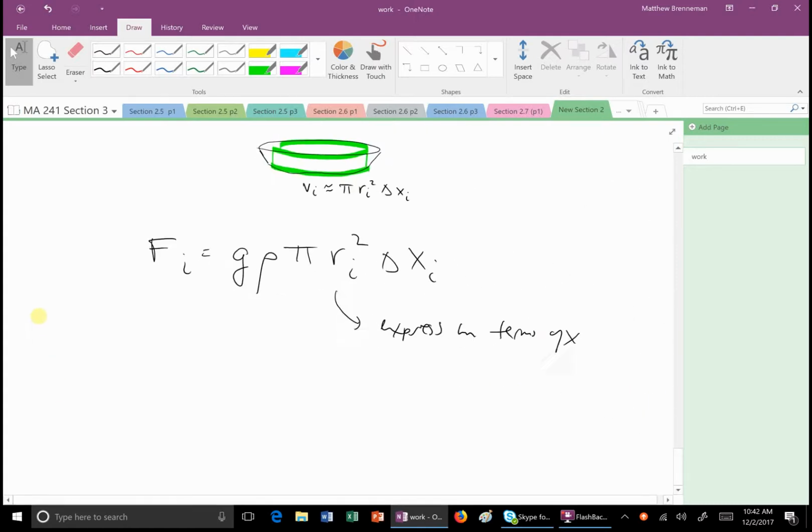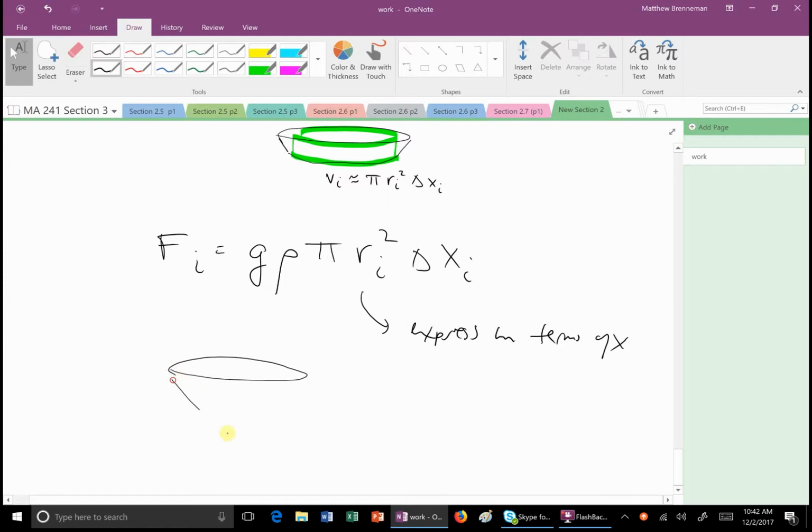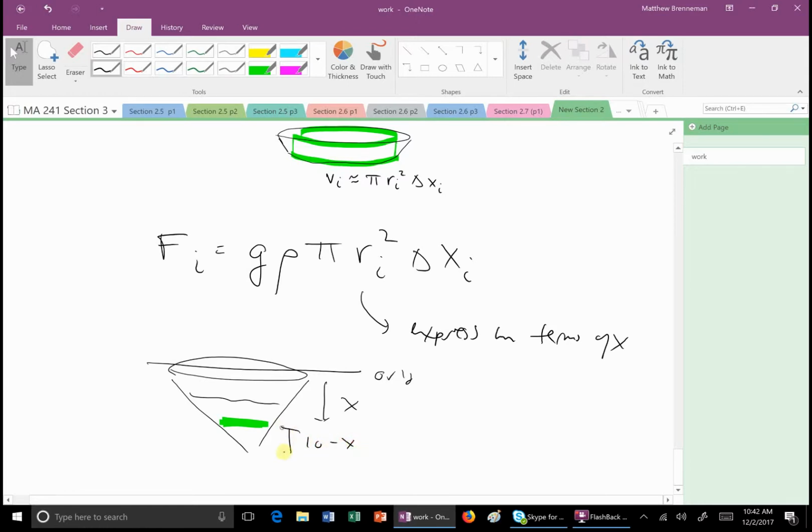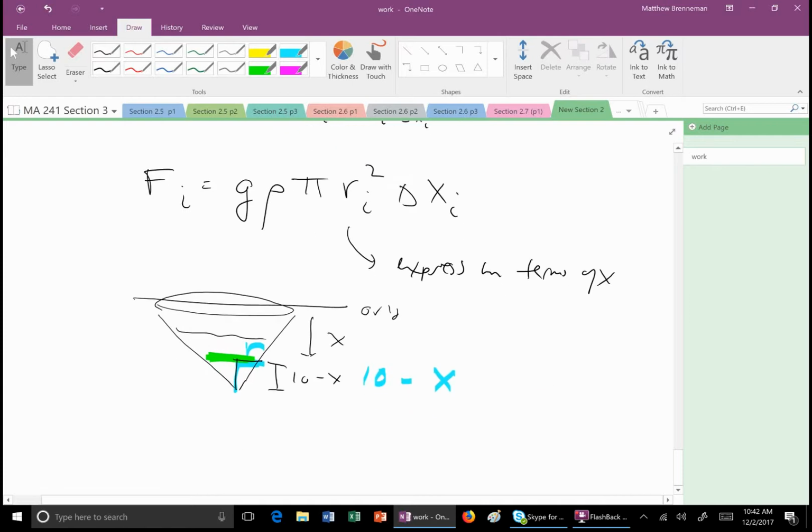All right, so let's just take a look at this for a second. Here's my element. I define my origin to be at the top. So if I'm going to raise this x, what is this radius? Well, this height is 10 minus x, right? And this is my radius, right here. So these are the relevant variables: 10 minus x is my height, and r is my radius.